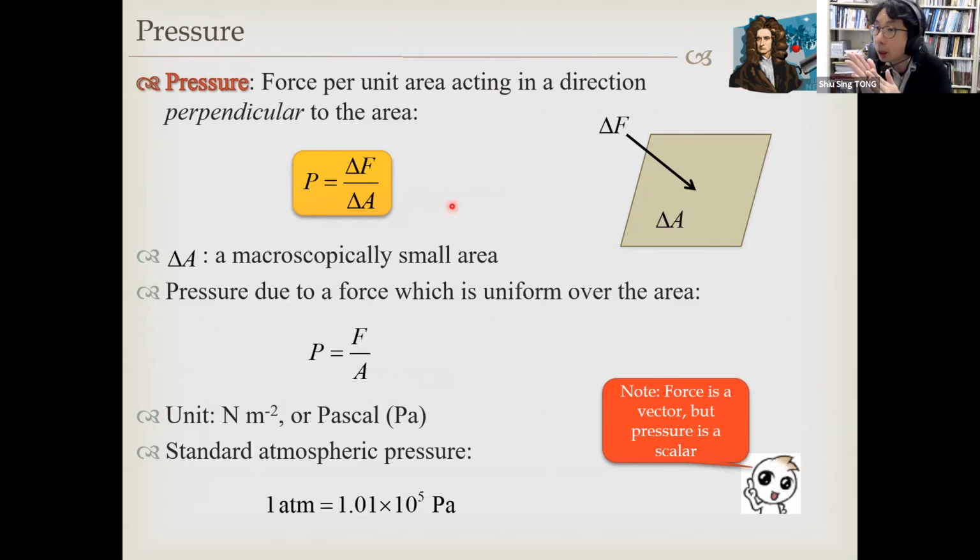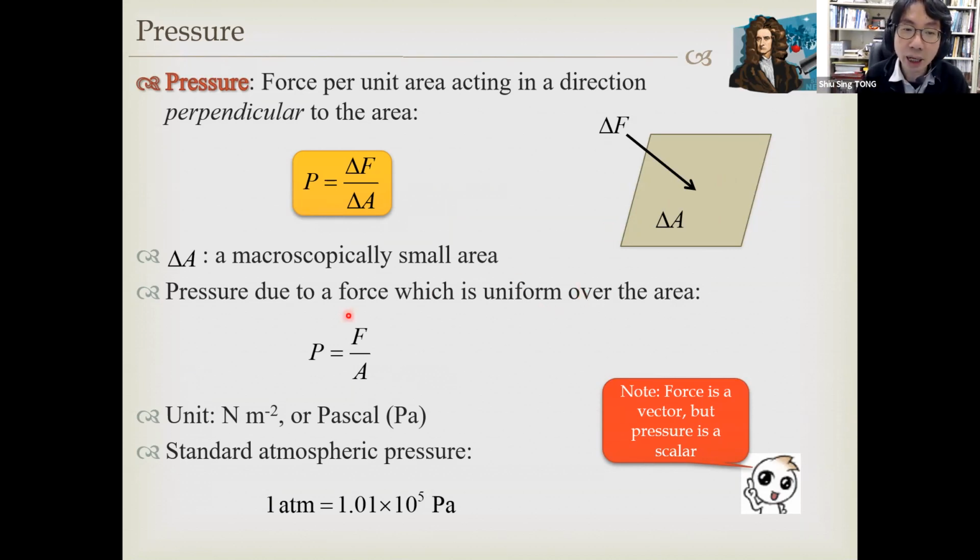Now, there may be tangential force, for example, friction. Friction is a tangential force, right? But friction is simply not accounted as pressure. We usually don't count the shear force as pressure. By a pressure force, we usually mean the normal force. Okay. Again, delta A is a macroscopically small area, so you can measure the pressure at different positions across a large surface.